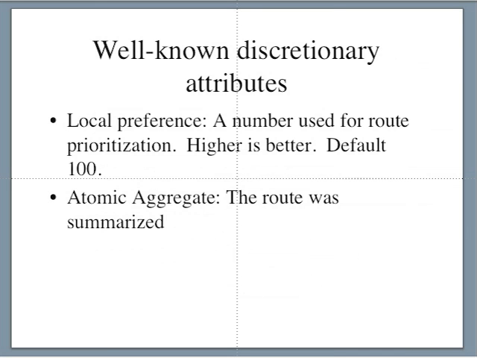Well-known discretionary attributes. Local preference is a well-known discretionary attribute. It's used for route prioritization. Higher is better, the default is 100. Which means that if you don't receive the attribute local pref in the update, then you assume that the local pref is 100. And then atomic aggregate, meaning that the route that you received was summarized at some point in the route.